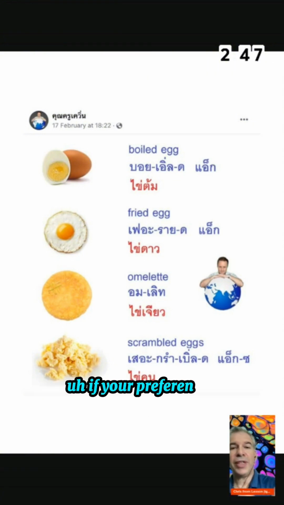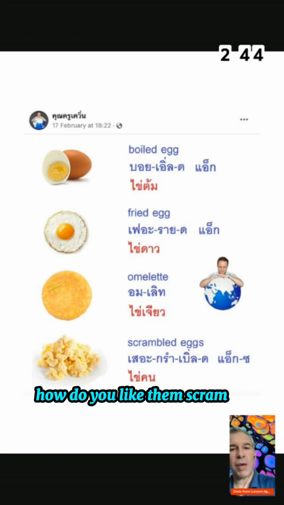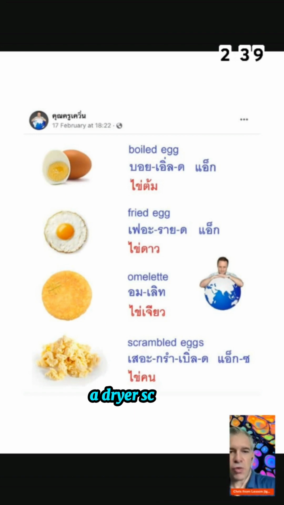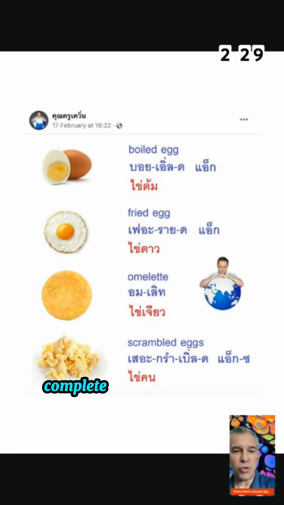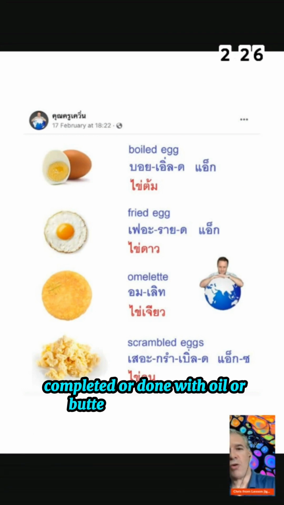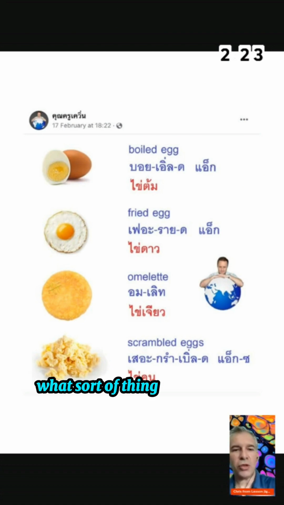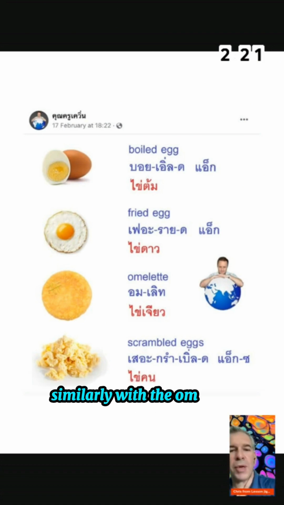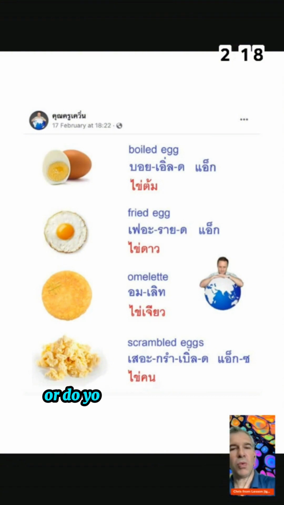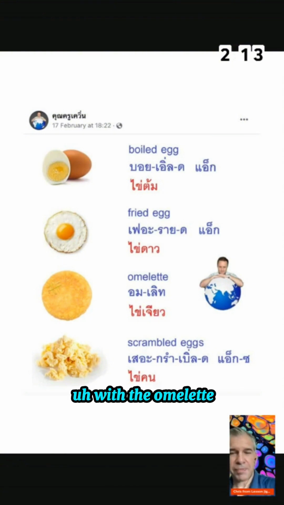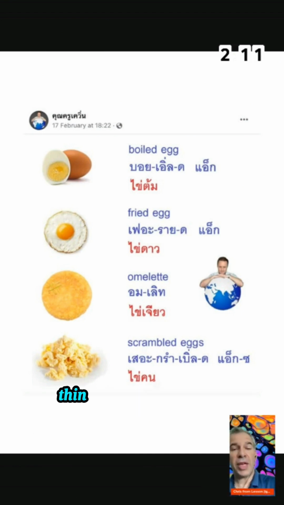If your preference is scrambled eggs, how do you like them scrambled? Like a loose scramble, so it's liquidy, or more of a drier scramble, if you like? What sort of ingredients would you like to be cooked with it? Would you like the scrambled eggs, for example, done with oil or butter or salt or pepper? What sort of things do you want included? Similarly with the omelette, do you just want a plain omelette, or do you want some other vegetables and additions with the omelette?